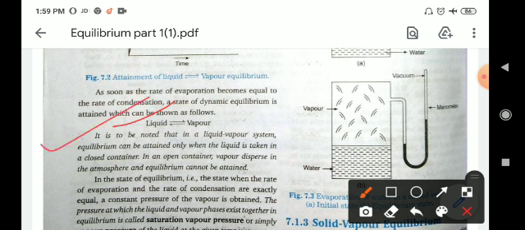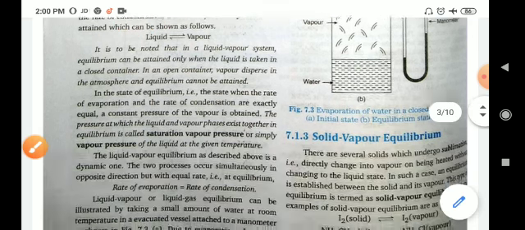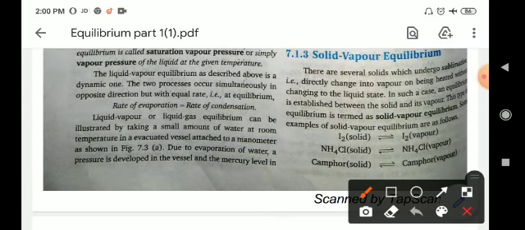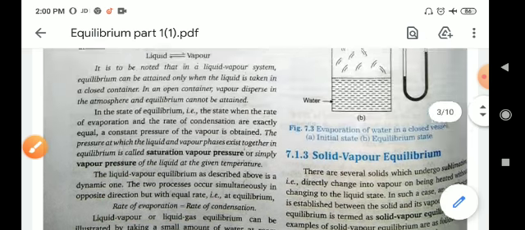It is to be noted that in a liquid-vapor system, equilibrium can be attained only when the liquid is taken in a closed container. In an open container, vapor disperses in the atmosphere and equilibrium cannot be attained. So it is an important point. When equilibrium is attained, the rate of evaporation and the rate of condensation become equal.